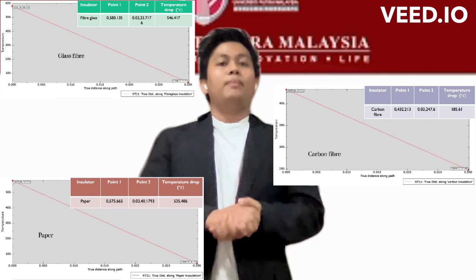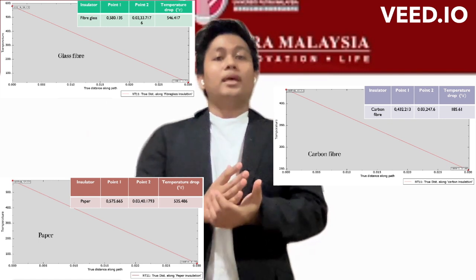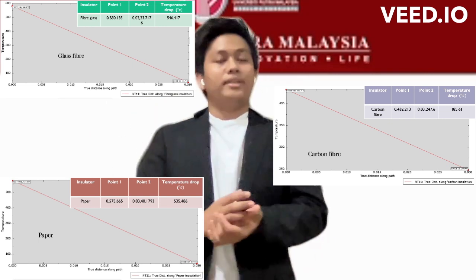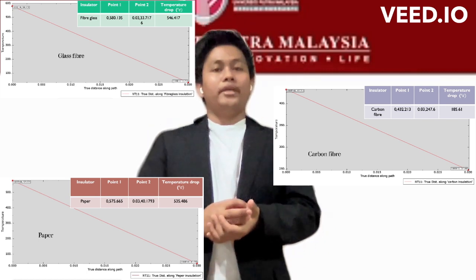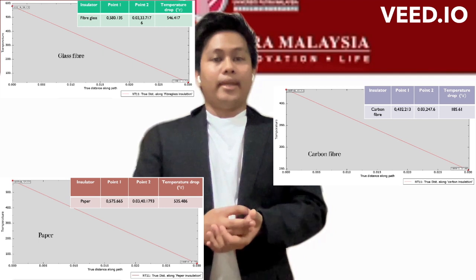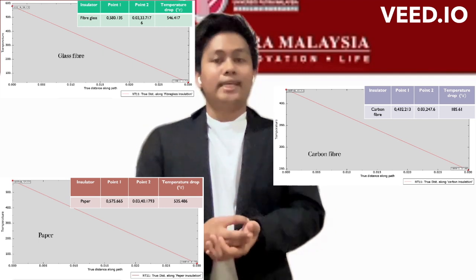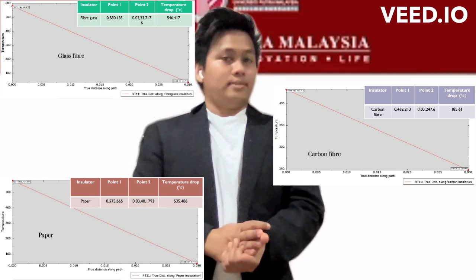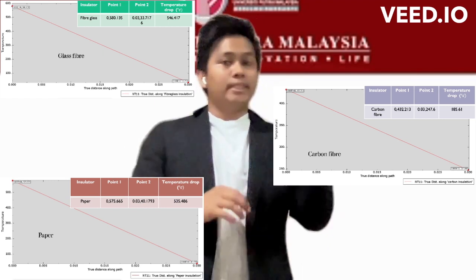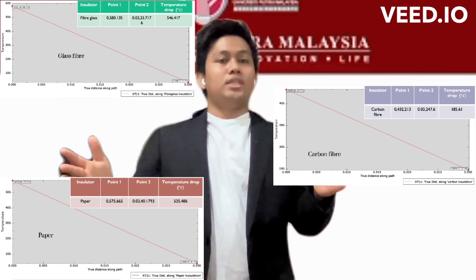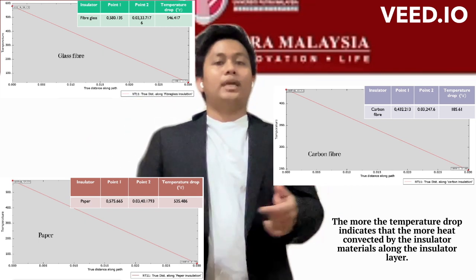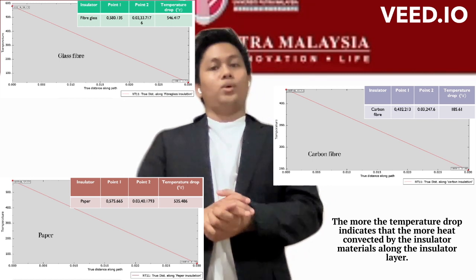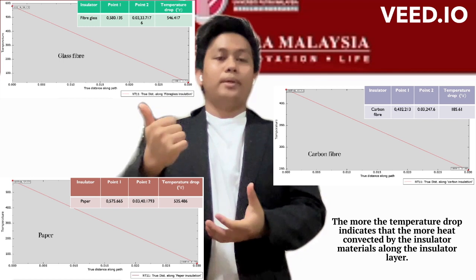Tabulated data shows that the fiberglass material shows a temperature drop of 546.7 degrees, while the paper and carbon fiber show temperature drops of 535.486 degrees and 185.61 degrees Celsius respectively. Fiberglass has the highest value of temperature drop from the first layer to the outer layer of the insulation, followed by the paper and carbon fiber. This proves that fiberglass is the best material to be used as insulation material in the solid rocket motor compared to paper and carbon fiber.